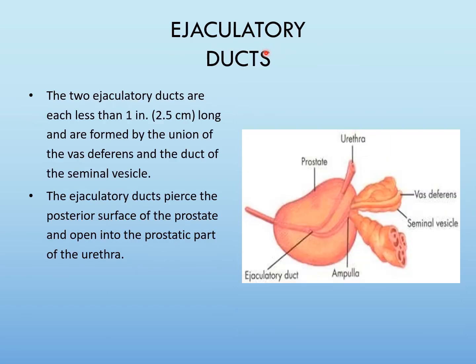Coming to the ejaculatory duct. There are two ejaculatory ducts. Each one is 2.5 cm long. They are formed by the union of the vas deferens and the duct of the seminal vesicle. The ejaculatory duct pierces the prostate gland and opens into the prostatic part of the urethra. This is the seminal vesicle and here is the vas deferens. Both join together and form the ejaculatory duct that opens into the prostatic part of the urethra.